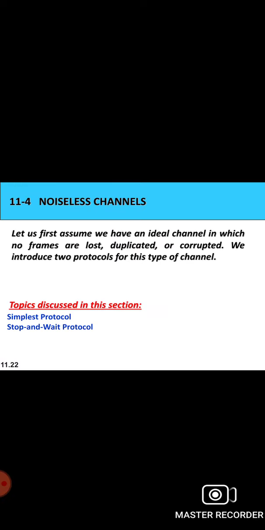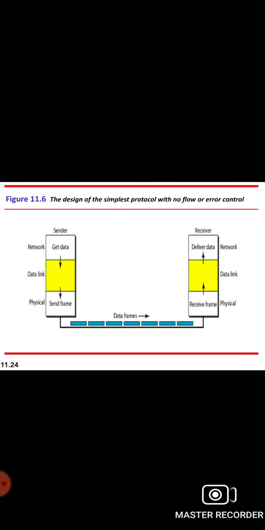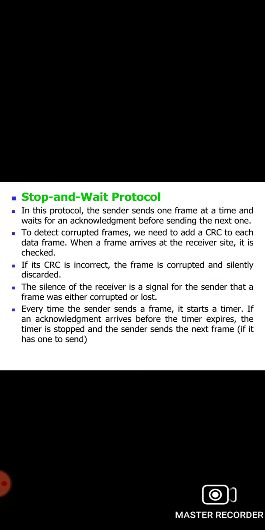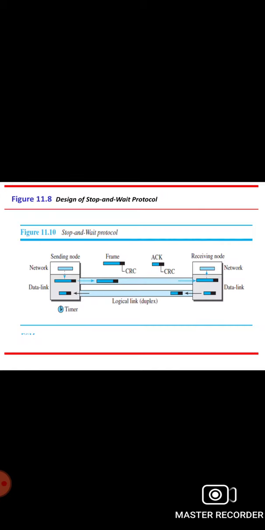Now let's move on to the next protocol, called the stop and wait protocol. If the data frames arrive at the receiver side faster than they can be processed, the frames must be stored until their use. Now let's see the diagram. Normally the receiver doesn't have enough storage space, especially if it is receiving data from many sources. This may result in either discarding of frames or denial of service.